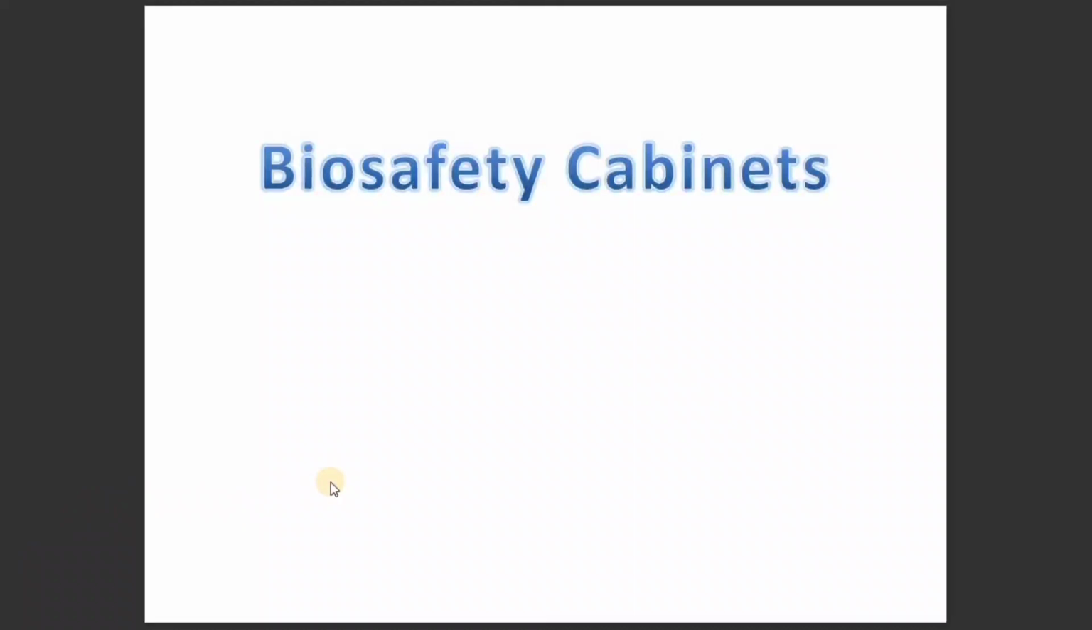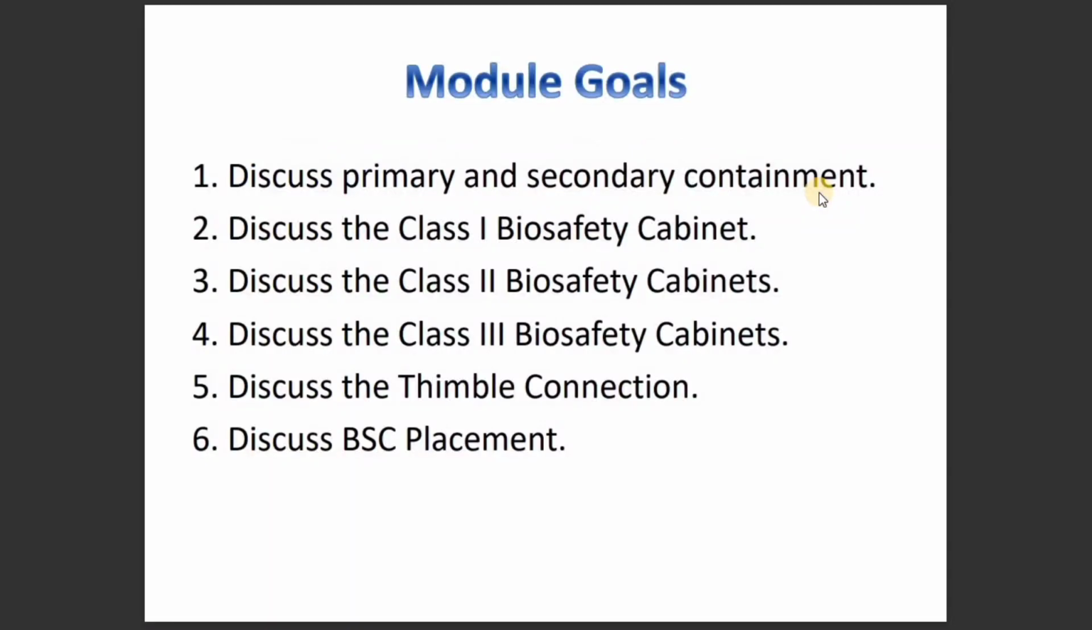Bismillahirrahmanirrahim. Today our topic is biosafety cabinets. This is the outline of our topic: primary and secondary containment. We will discuss the class 1 biosafety cabinet, class 2 biosafety cabinet, class 3 biosafety cabinet, thimble connection and biosafety cabinet placement.